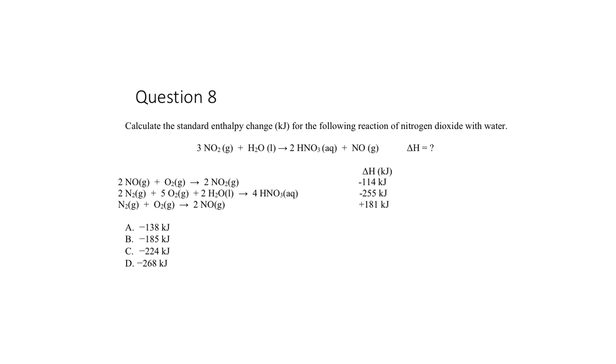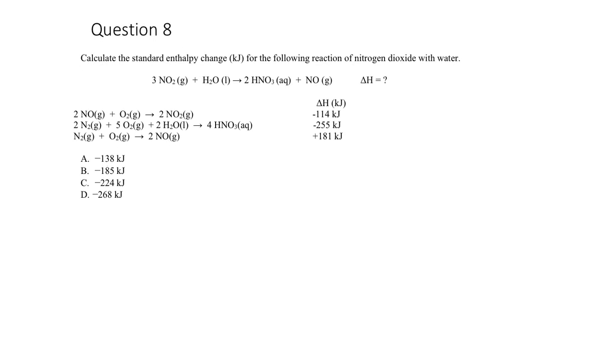Question 8, the standard enthalpy change for this reaction here, using Hess's law. For this problem, what I'd be trying to do is start with a reactant or product that's only in one of the reactions first. That's usually the easiest starting point. So I only see NO2 here. I don't see NO2 anywhere else. And so I know that this reaction here needs to be flipped to get NO2 to the reactant side.